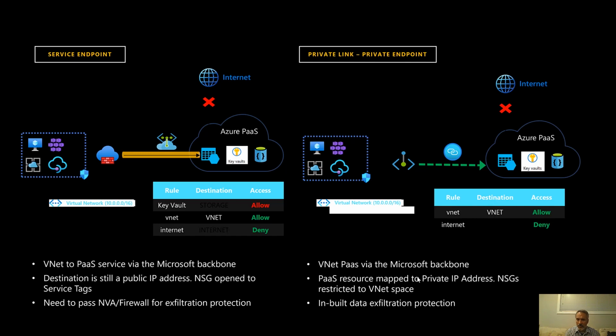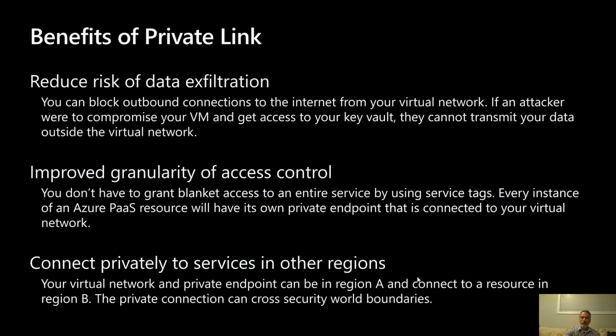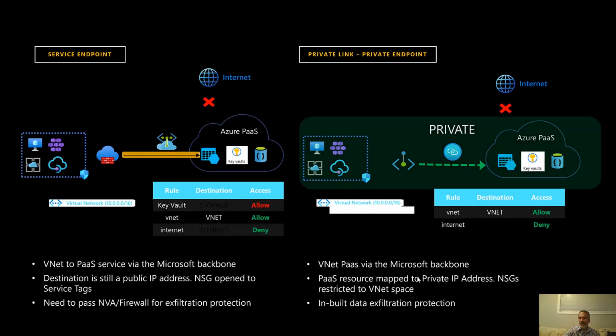What that allows you to do is still travel via the Microsoft backbone and create an entirely private network. Your PaaS resources map to your specific IP address, and the NSGs are restricted specifically to that VNet space itself. And that also means you have inbuilt data exfiltration protection. So as you can see, you have a complete end-to-end private network in this particular case.